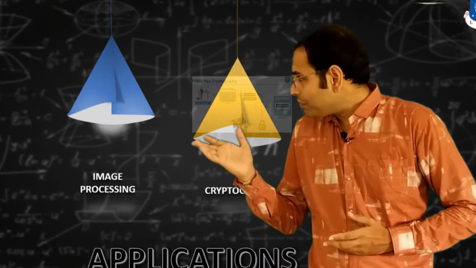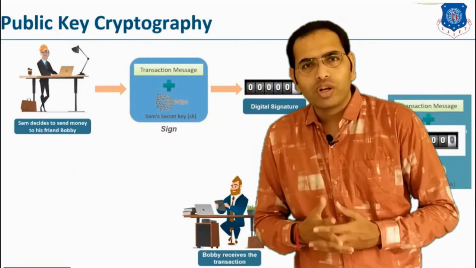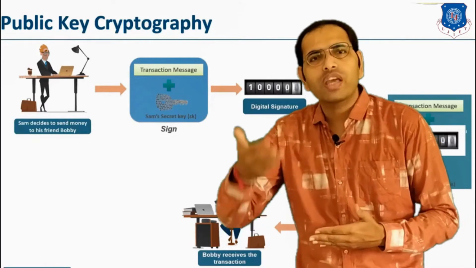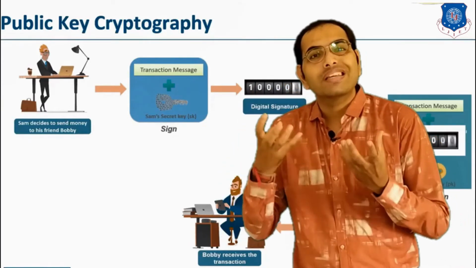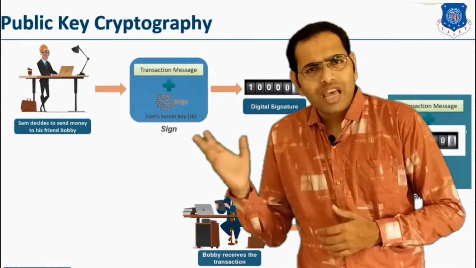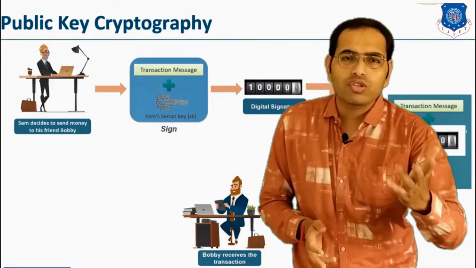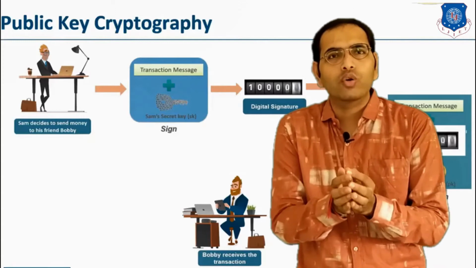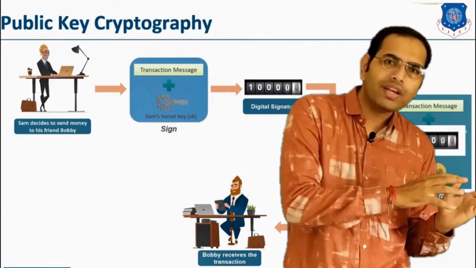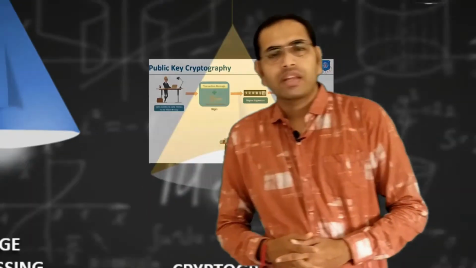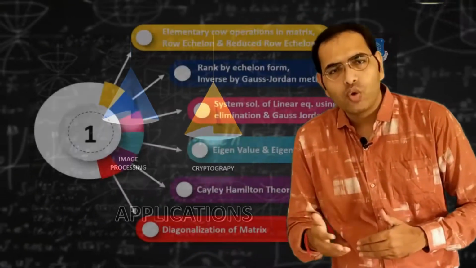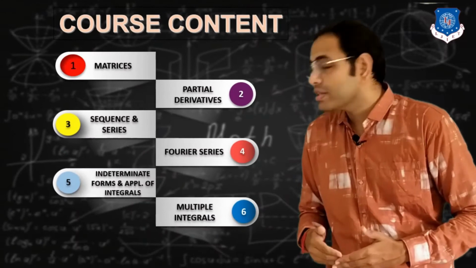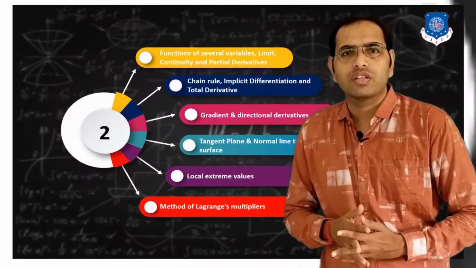The second application is cryptography. With the help of matrices we can encode and decode our secret code. This type of technique can be used in defense to keep our code secure while transferring it from one place to another.